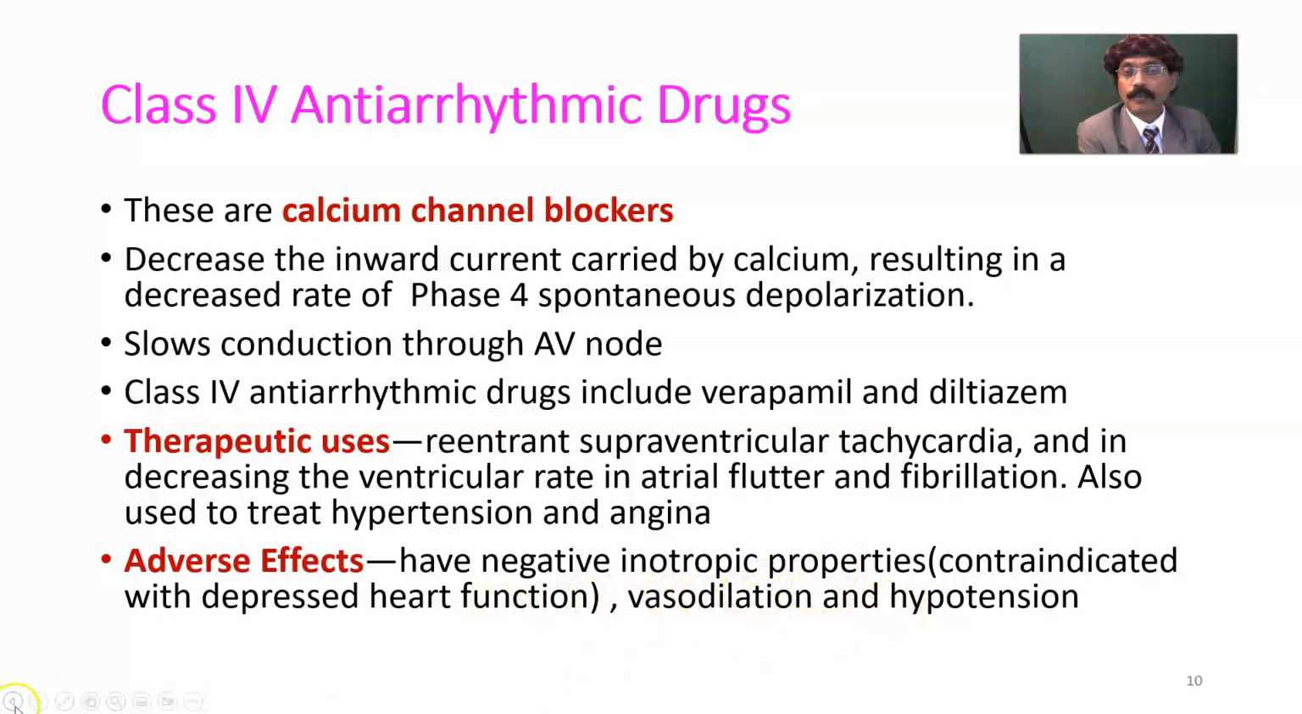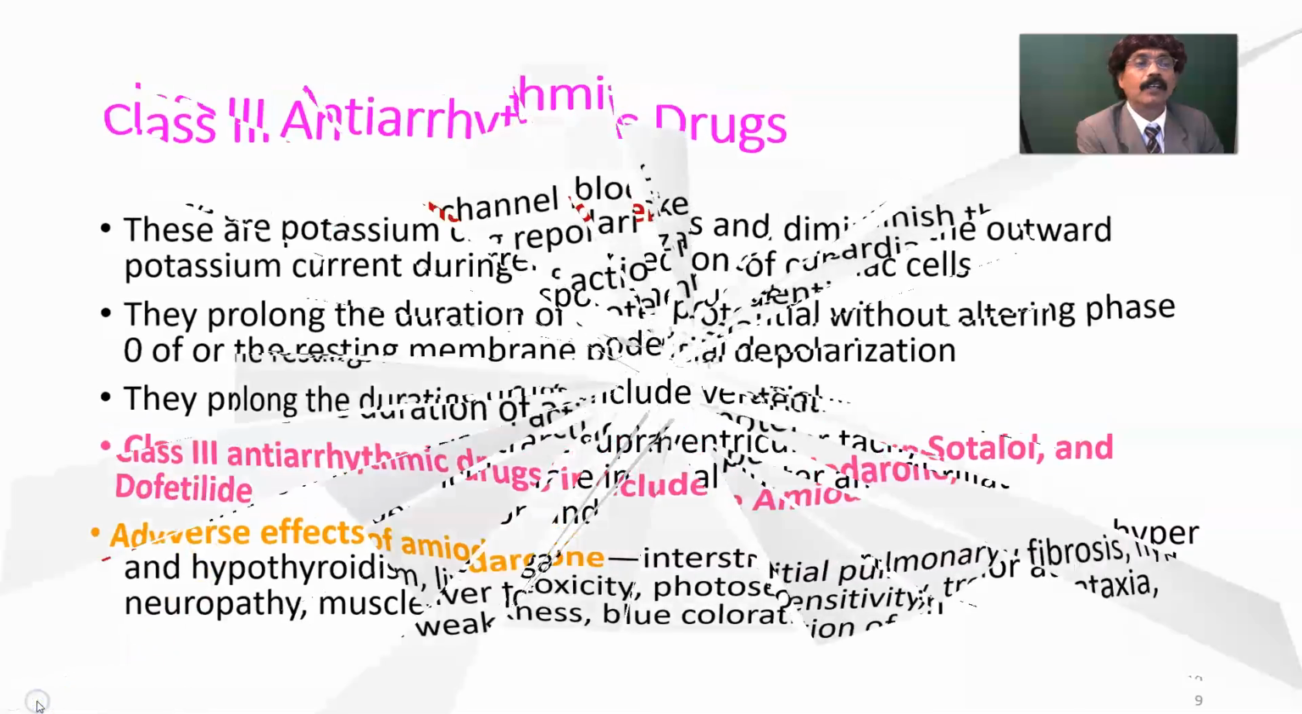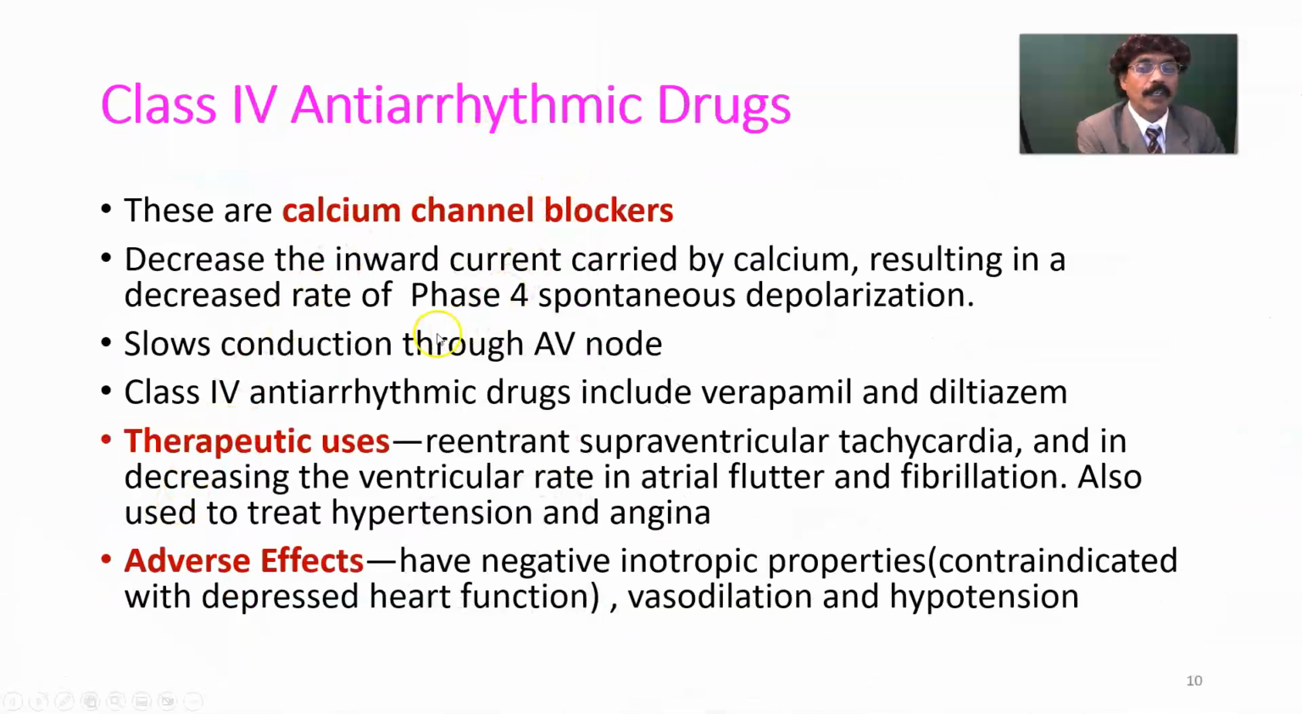Okay, we got class 3 and class 4. Class 3 is the potassium channel blockers, and we have drugs like amiodarone, sotalol, and dofetilide. Class 4 is the calcium channel blockers. They are used to manage reentrant supraventricular tachycardia and decrease the ventricular rate in atrial flutter and fibrillation. They are also used to treat hypertension and angina. Drugs include verapamil and diltiazem.